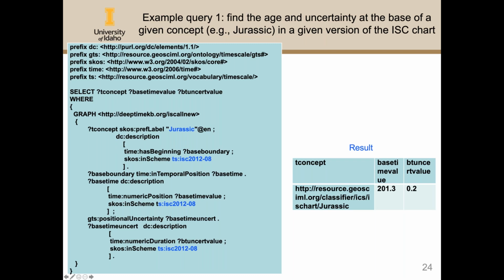So we just use DC description. It has a beginning, that's the base boundary, and it's in scheme, and we give the corresponding scheme ID. And same thing, we use the ontology patterns in the knowledge graph to track down to the numerical value of the base time and also the uncertainty in the boundary with the corresponding scheme ID. So in this way, we can find the number of the base Jurassic in the version 2012 August. And here's the result.